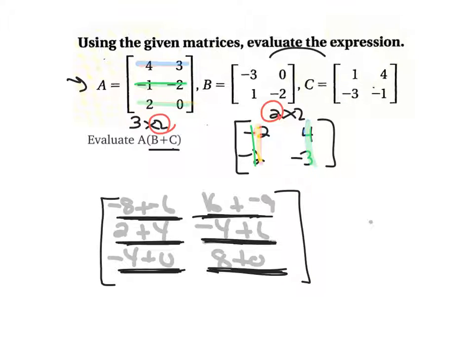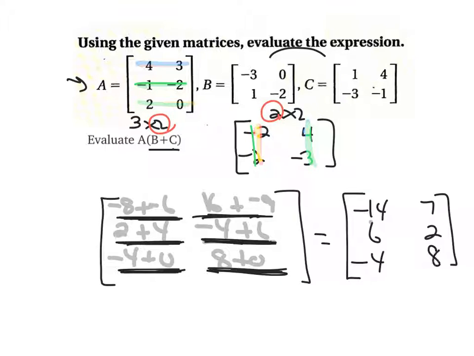And to get your final answer here, all I'm going to do is add up all those numbers. So -8 and -6 is -14, 16 and 9, 2 and 4, -4 and 6, -4 and 0, 8 and 0. So that's a doozy, but look what all we did. We actually had an expression to evaluate. We had to add and then multiply, and we were able to do it.